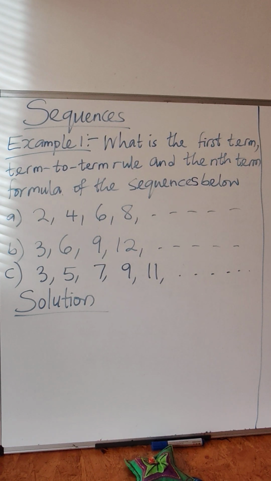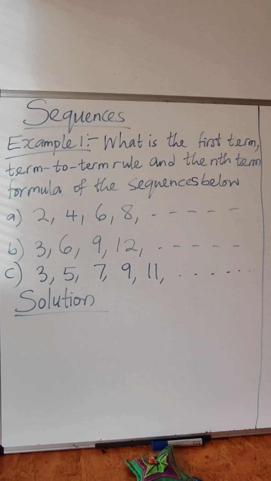If you look at the first sequence, the first term, which is the starting point, is 2. And if you look at the relationship between the first term and the second term, you discover a difference of 2. From the second term to the third term is a difference of 2. From the third term to the fourth term is a difference of 2. So the rule for the first sequence on the board is add 2. You add 2 to get the subsequent term.